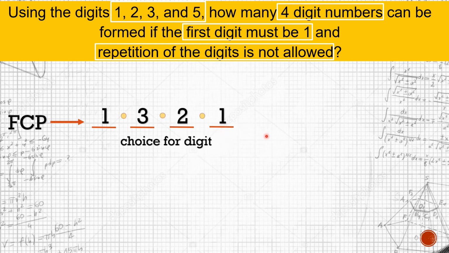So multiply lang natin sila lahat. We have 1 times 3 times 2 times 1, that is equal to 6 ways. So 6 ways lang natin siyang pwedeng makakreate ng 4-digit numbers following those conditions. Let's try to have this problem.